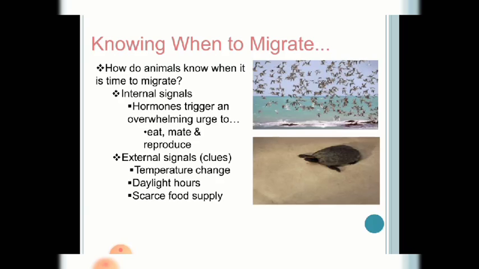Next, external signals, as I was telling about: temperature changes, daylight and scarcity of food supply. So this is how and when the animals migrate.